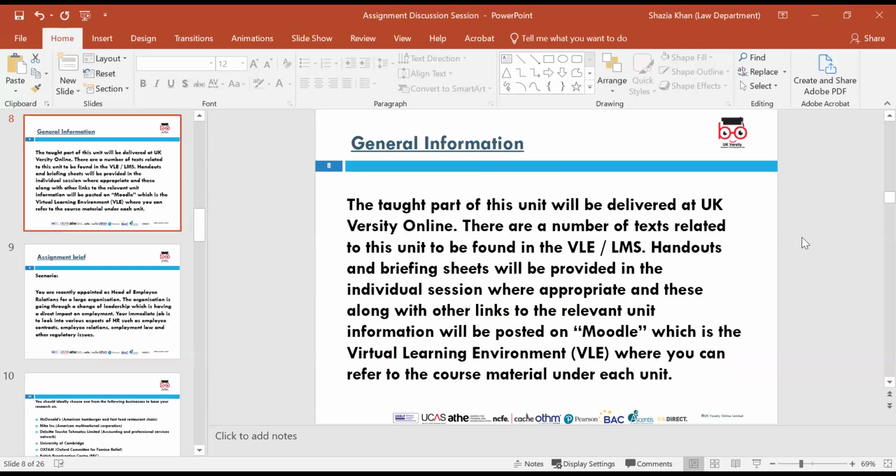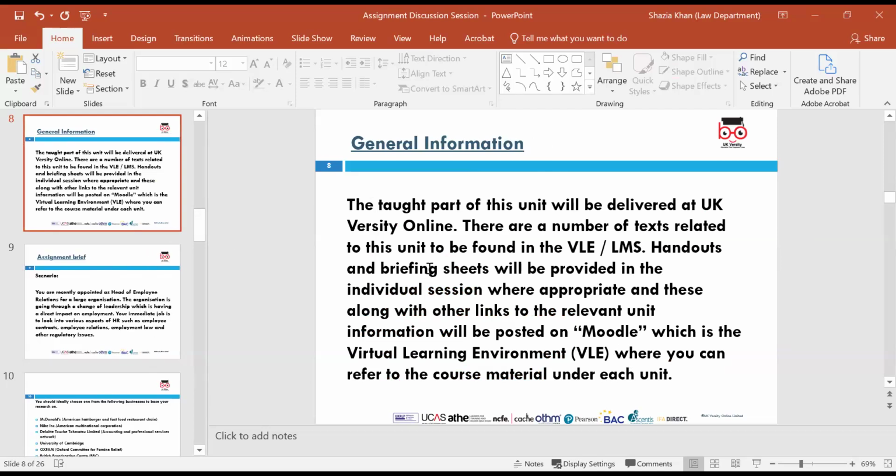General information. So the top part of this unit will be delivered as it has all been delivered online. Number of text related, additional reading, any sort of ebooks or anything is available on Moodle for you, which is, as I mentioned, the virtual learning environment, where you can refer to any sort of material. All the recordings are on there for learning outcome 1, 2, 3, and 4. Okay, so you need to be referring to them and any sort of appropriate additional reading or ebooks.